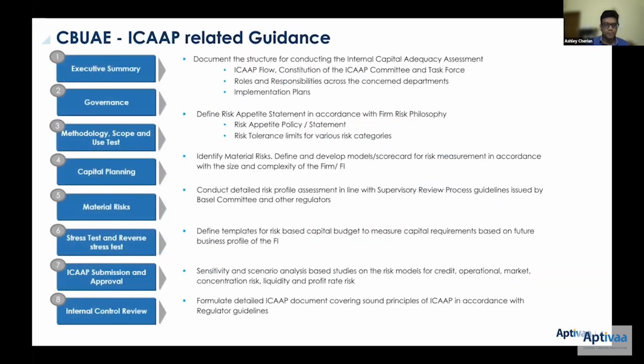Again, a rehash of what items we'll be covering as part of ICAAP. If you look at a lot of the sections that have been delineated here, this is also the form that the final documentation typically takes. These are expected areas within an ICAAP report that gets submitted to the regulator. And this closely aligns to the high-level sections within the guidance also.